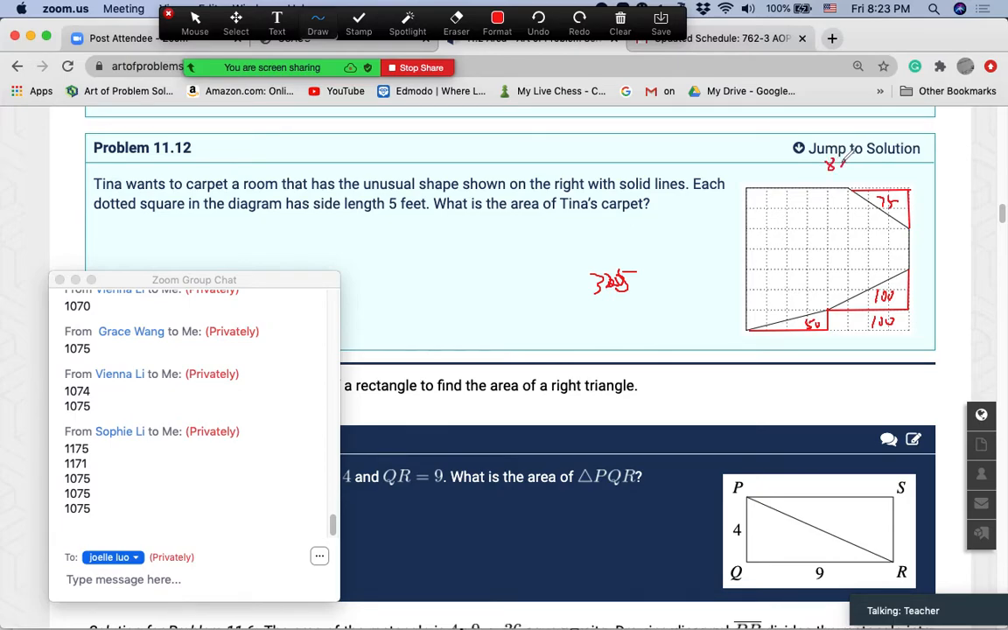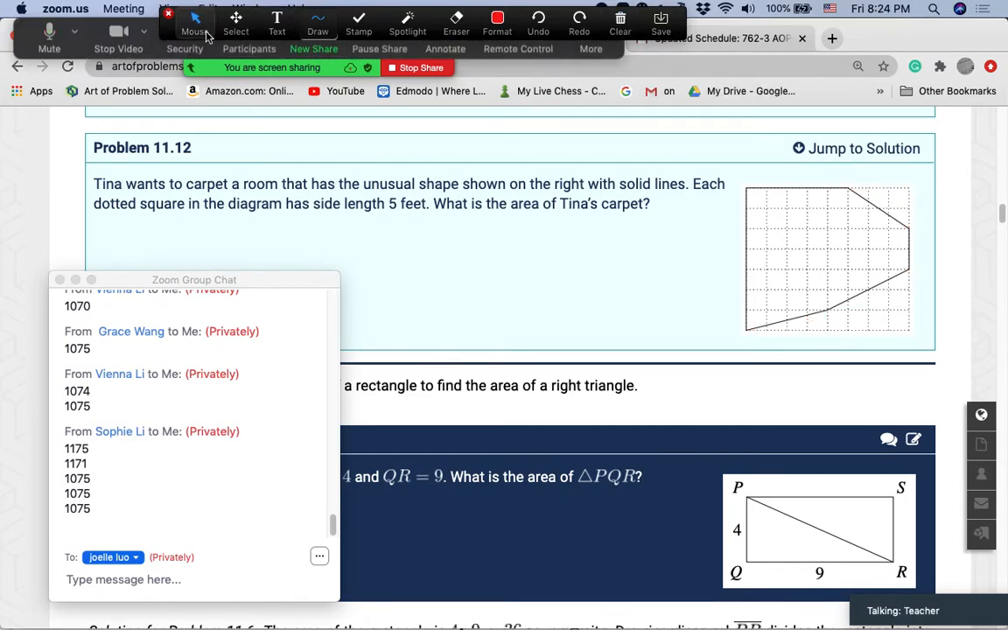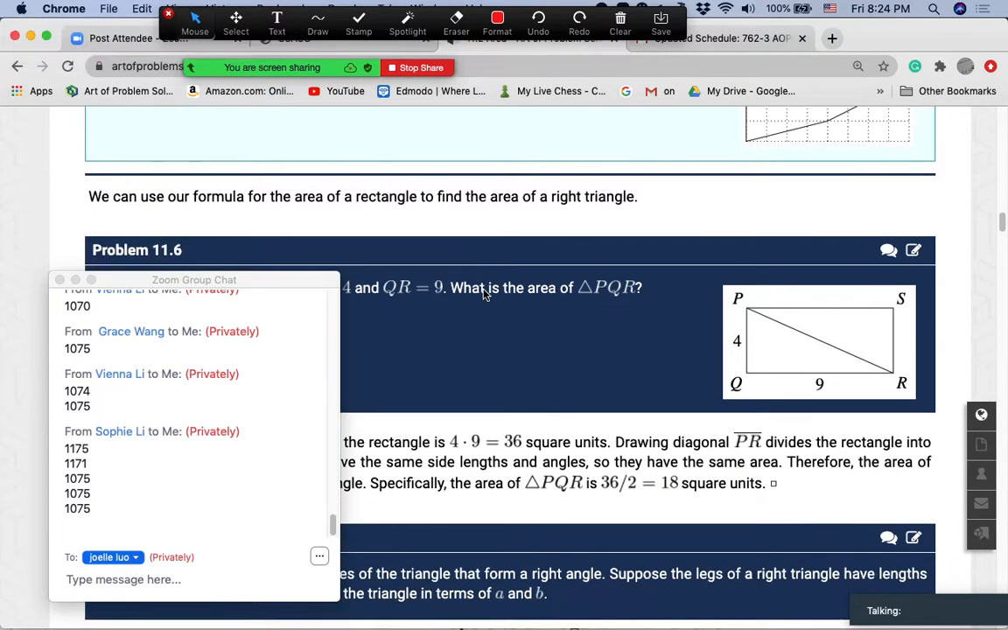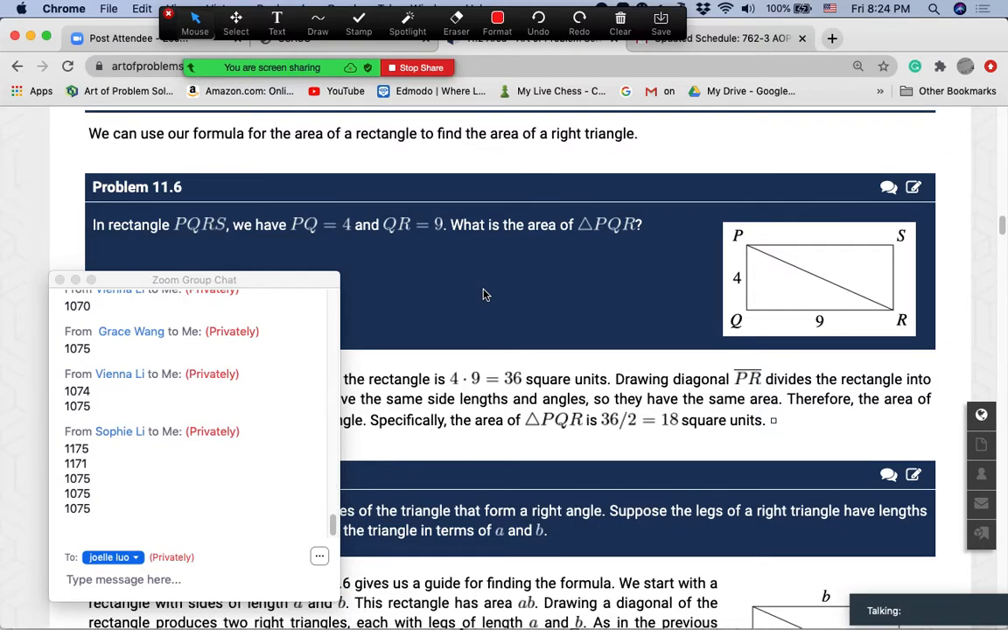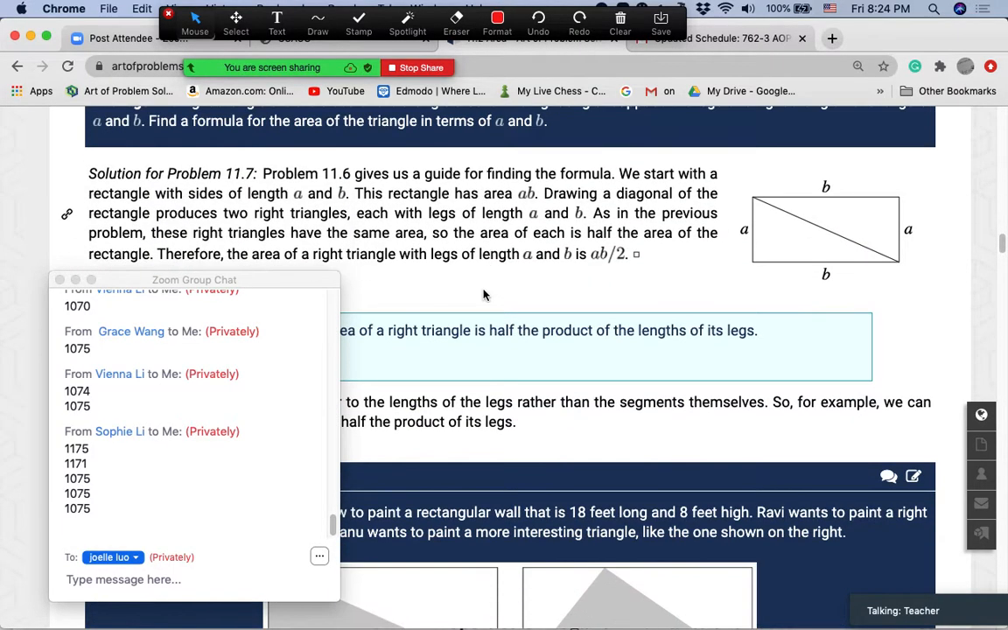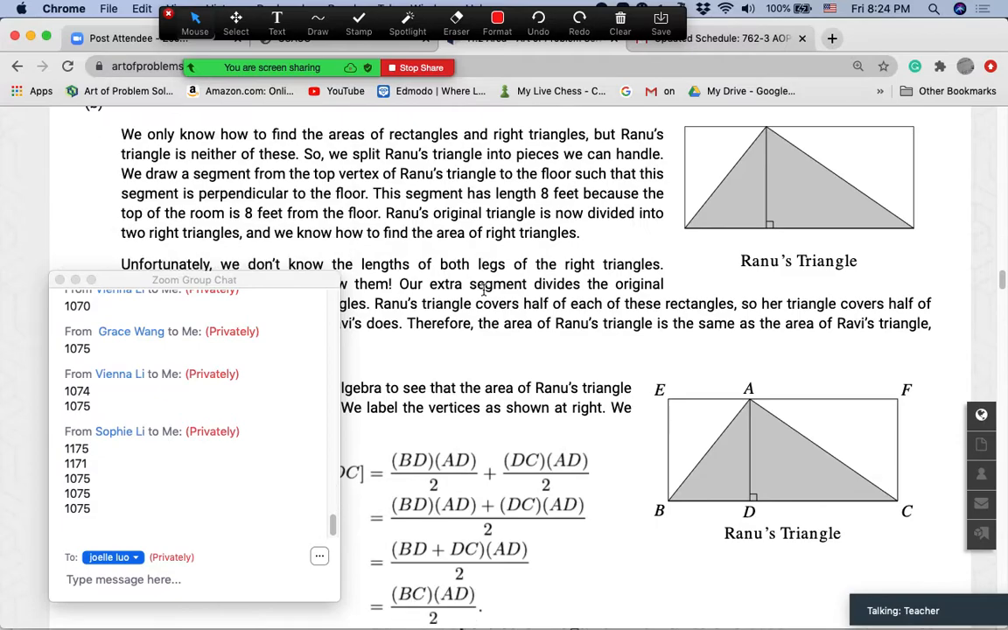This one, 8 times 5, that's 40. This one, 1, 2, 3, 4, 5, 6, 7. 7 times 5, 35. So that's 40 times 35, then minus 325. You still will get 1075. There are two ways, okay? Actually, we already finished this section.